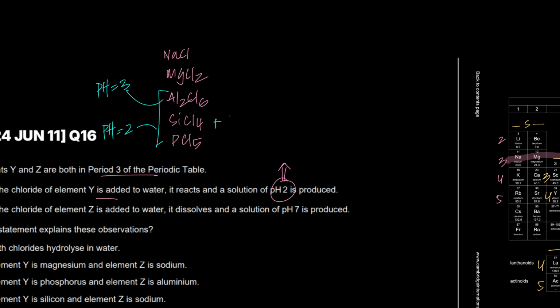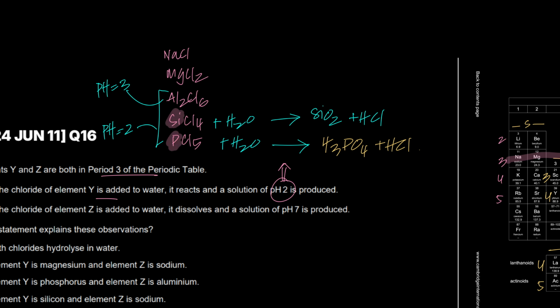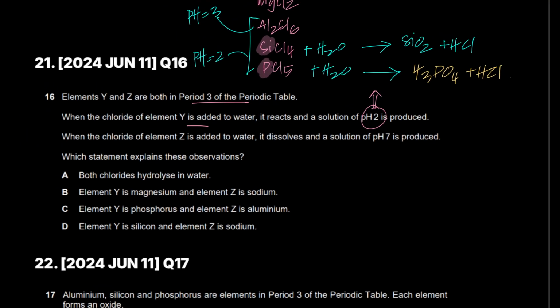And if I add them to water, why does it give me a pH of 2? Because when you add SiCl4 to H2O, it forms SiO2 plus HCl, right? We already know all of these equations. PCl5 added to water gives you what? Phosphoric acid, H3PO4 plus HCl. That's it. So if the element is silicon or phosphorus, it'll give you a pH of 2. So it can either be silicon or phosphorus chloride, right?